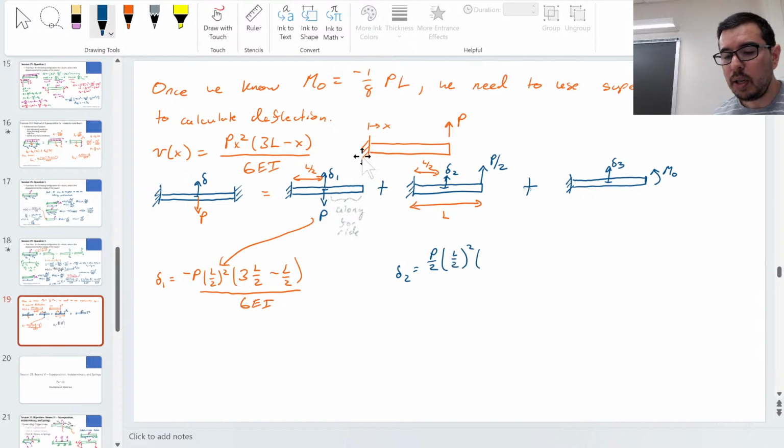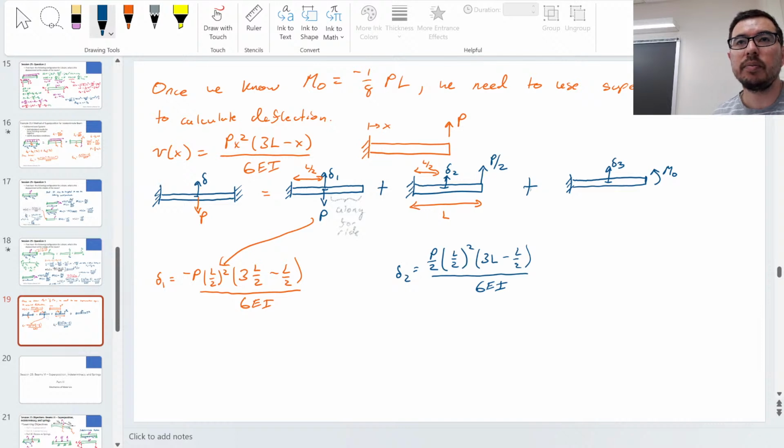Okay, what is my length? My length is just L, so I use this. So that's 3L. And then my X, what is it again? It's just L over 2. Okay, all over 6 EI. That was confusing, right? A little bit? It's the difference between X and the length.